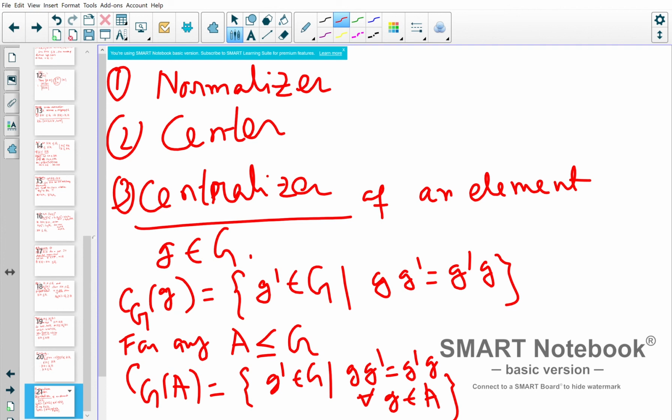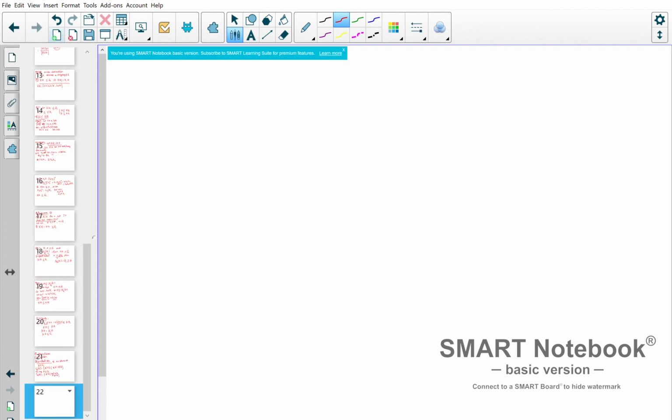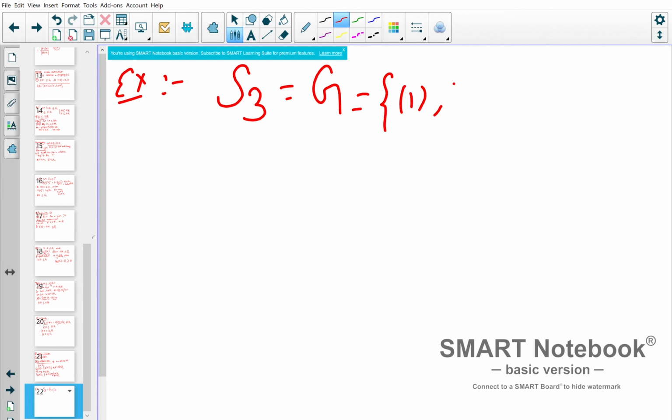Now, whatever we discussed so far, you can just work with some examples. Let me give an example. Suppose we have S3, this is our group G. S3 is a nice group. You remember that it has 6 elements: your identity, then these transpositions, which are 2-cycles, (1 2), (1 3), and then (1 2 3), and then (1 3 2).